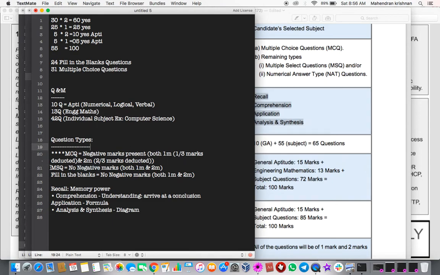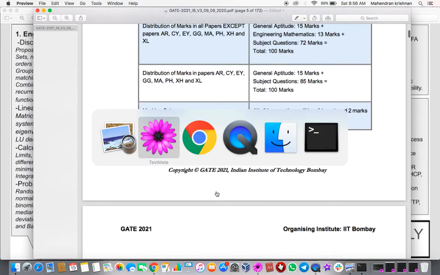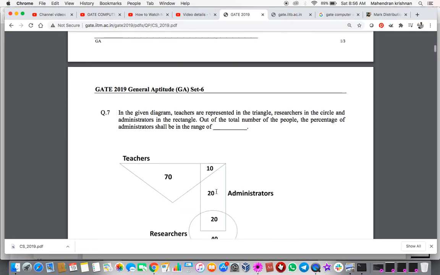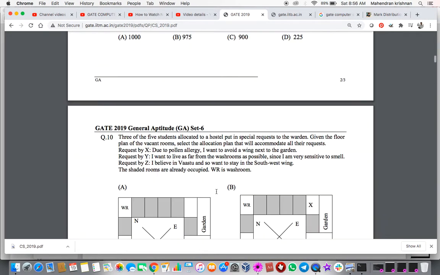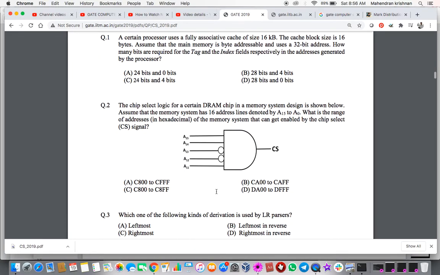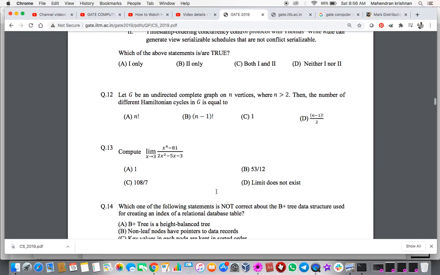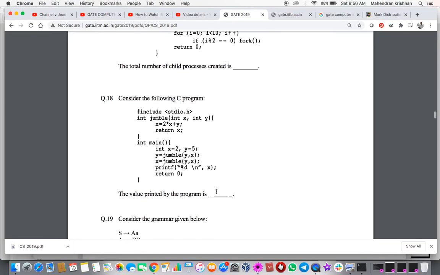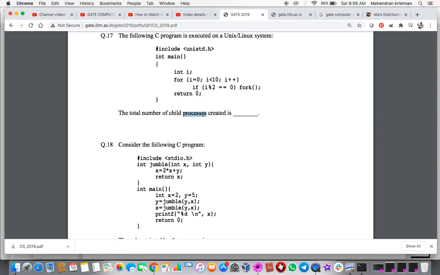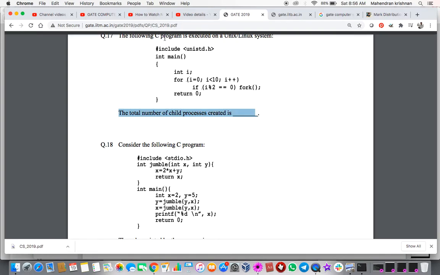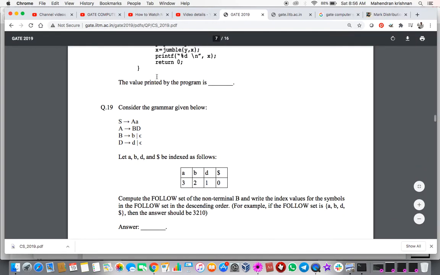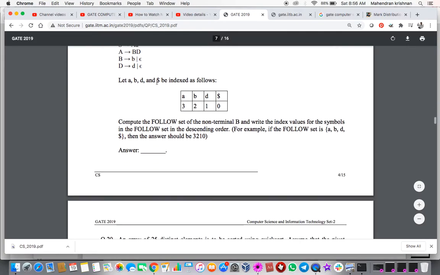Okay, so MCQ we saw. Fill in the blanks also, no negative marks. So let us go through the fill in the blanks. We must attempt all these fill in the blanks questions and MSQs. This is fill in the blanks, no negative marks.